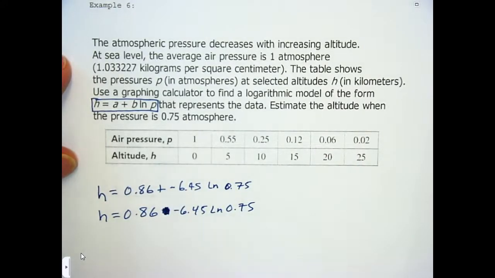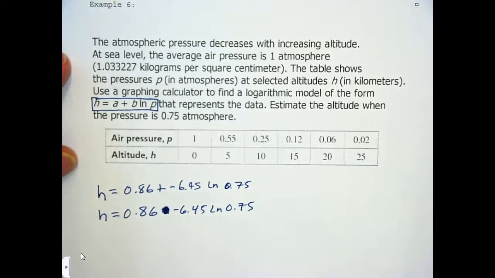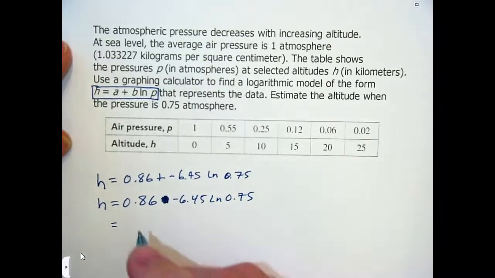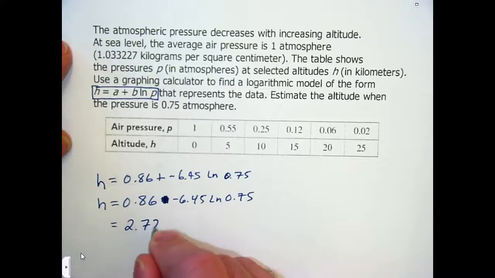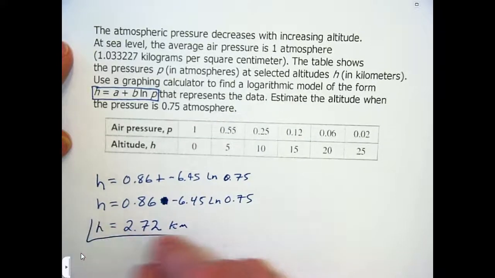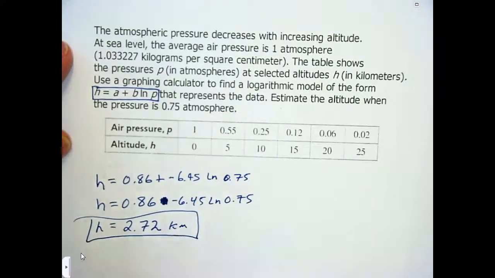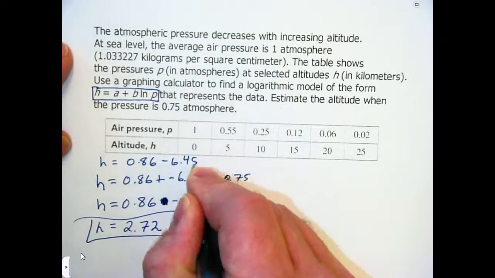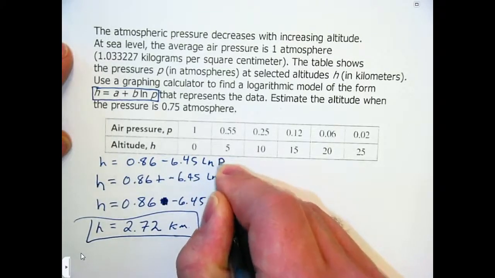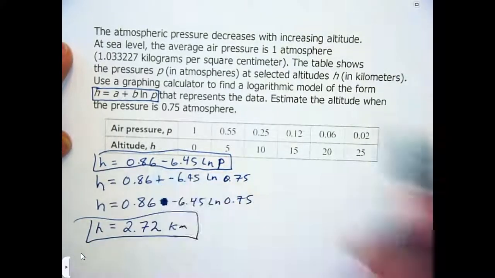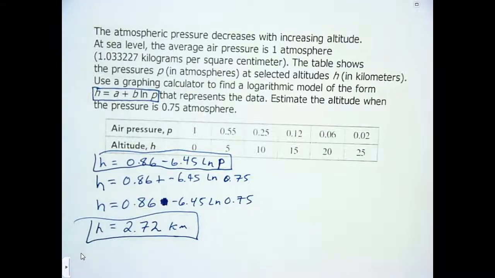Good, so if we actually calculate the height, or the altitude, in this case, would be 2.72. Good. Kilometers. Those of you that wrote it like this to begin with would probably be more accurate. Put that actual ln of P right there, because that's more the general form. Well done. How many got it? All right. Any questions?